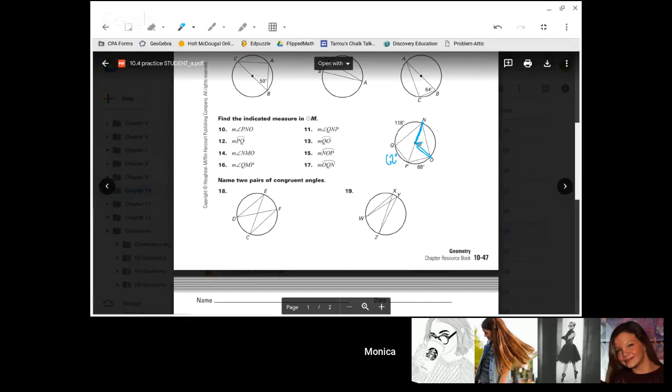All right. So it's 112. Now, we're trying to figure out this angle here. And we know this arc out here is 112. Now, this angle is a central angle because it's on the center of the circle, right?